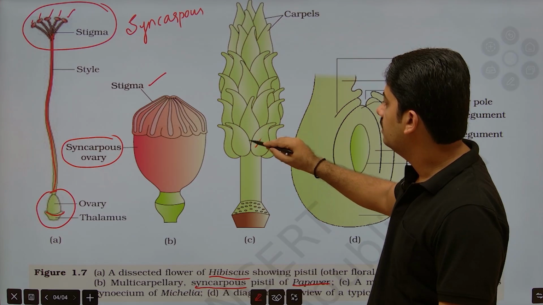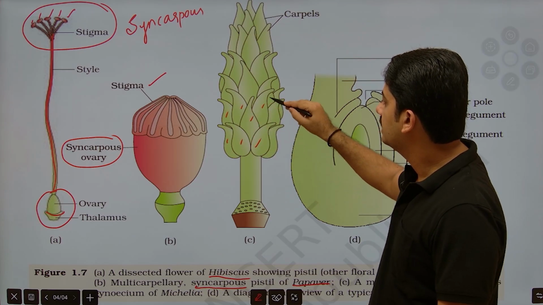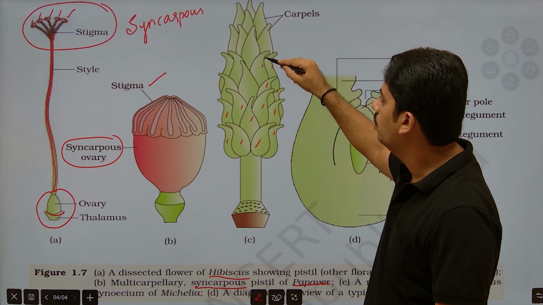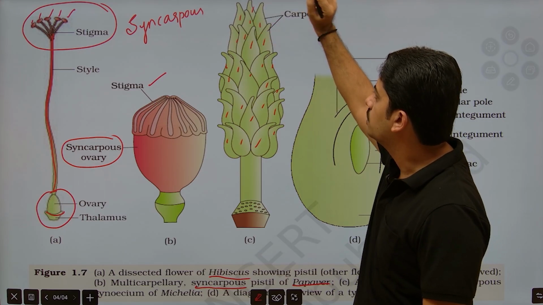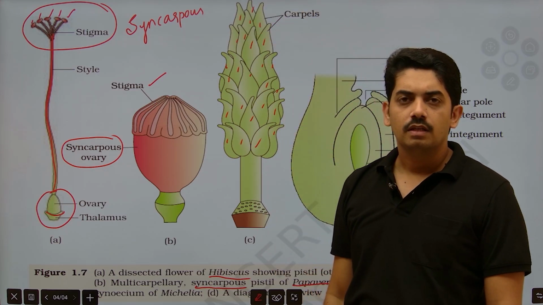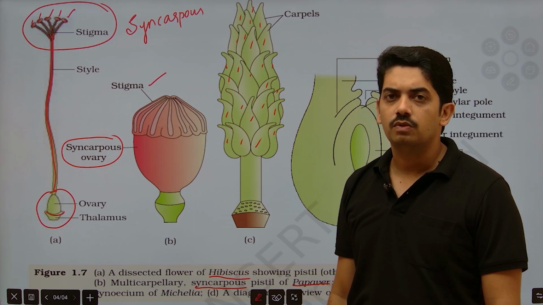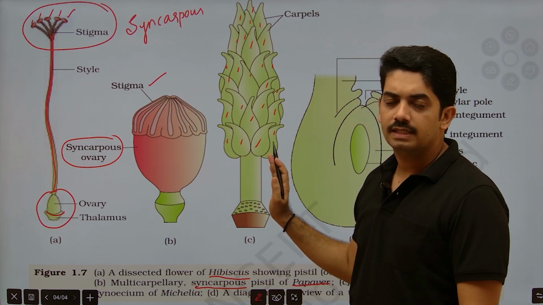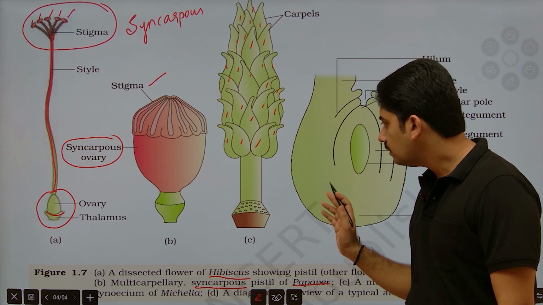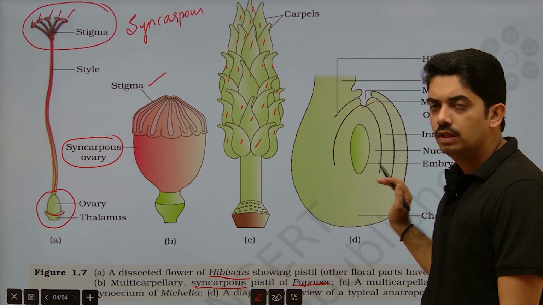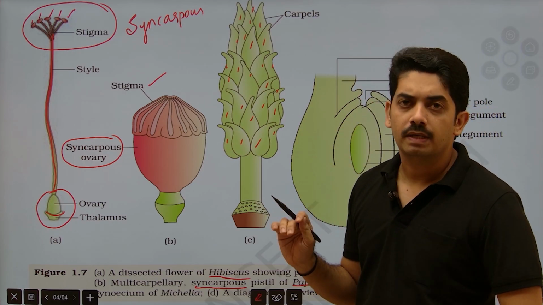Here you can see 1, 2, 3, 4, 5, 6, 7, 8, 9, 10, like that, so many ovaries, and they are all not fused, they are all free. So which type of technical term we use here? It is an apocarpous condition, multicarpellary apocarpous condition. Now this is one ovule. This we call it as anatropous ovule.